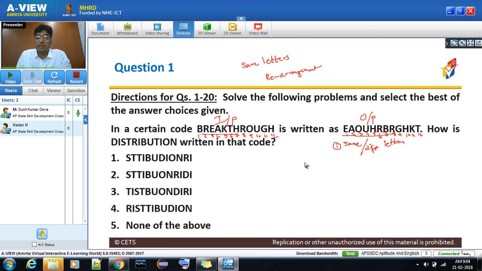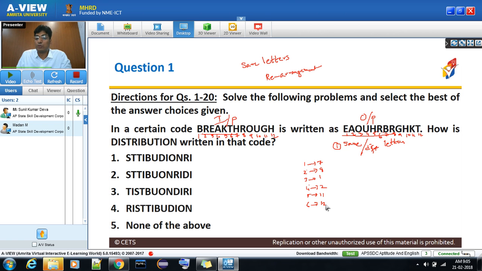So B, which was originally in the first position, now came to the seventh position. R, which is in the second position, came to the eighth position. Now what about E and A? E is in the first position, A is in the second position. K, which was in the fifth position earlier, has now moved on to the 11th position. Now we need to keep doing this till we notice that there is some pattern.